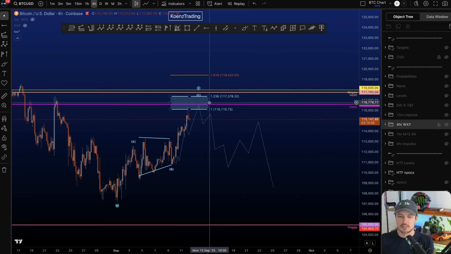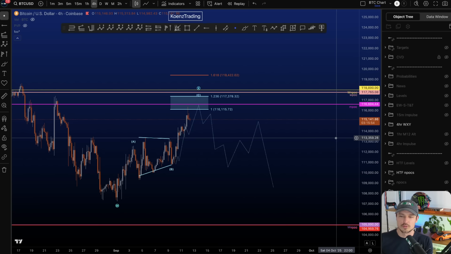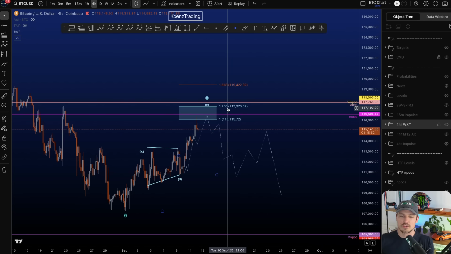But in the box, we actually still have some resistance, the monthly point of control at 116.6 and just above the 1.236 here at 118, some more high time frame resistance. So it makes it an area of interest, of course.